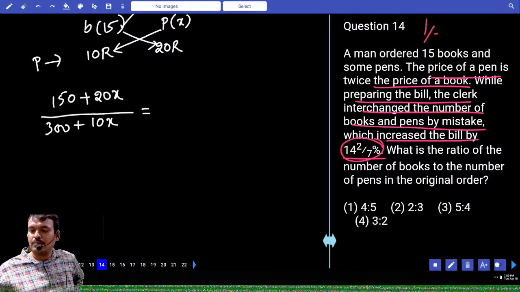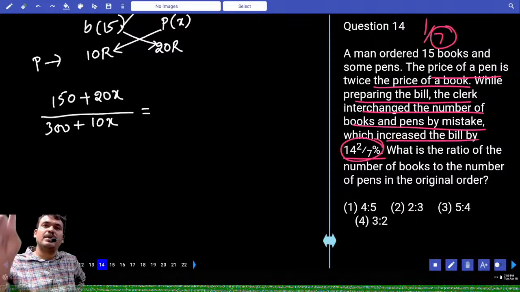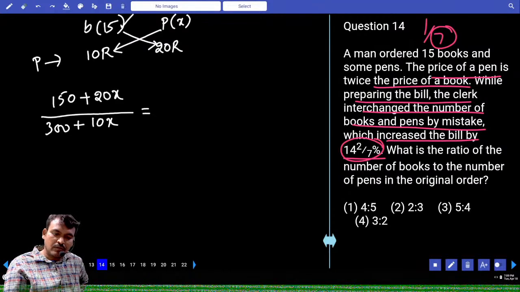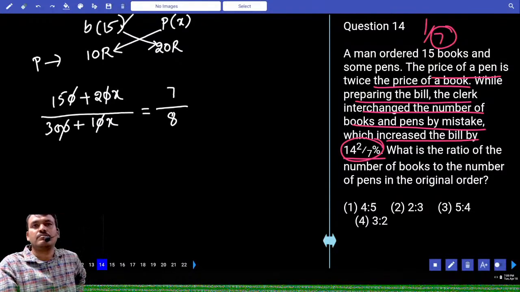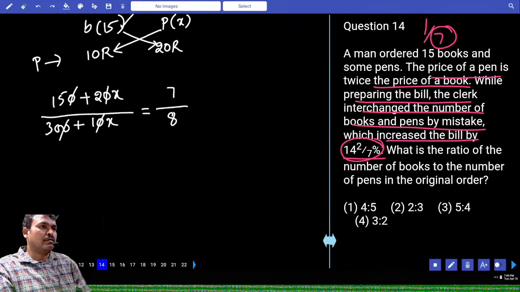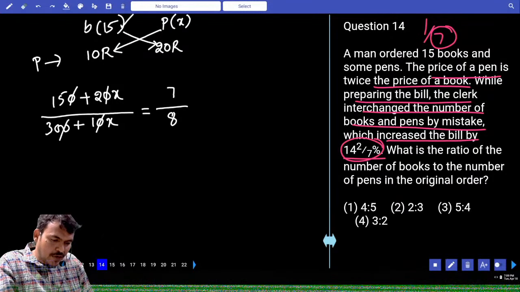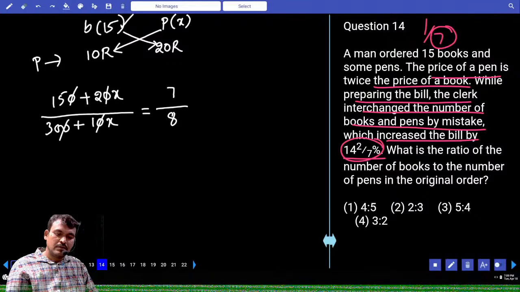1 by 7. What is the meaning? Out of 7 parts, how many parts are increased? 1 part. Means original bill amount is 7 parts. New bill amount is 8 parts. Okay. Numerator 0, denominator zeros cancel on the left hand side. Any other cancellations? No. Just cross multiplication. 8 into 15, 120. 7 into 30, 210. Difference 90.